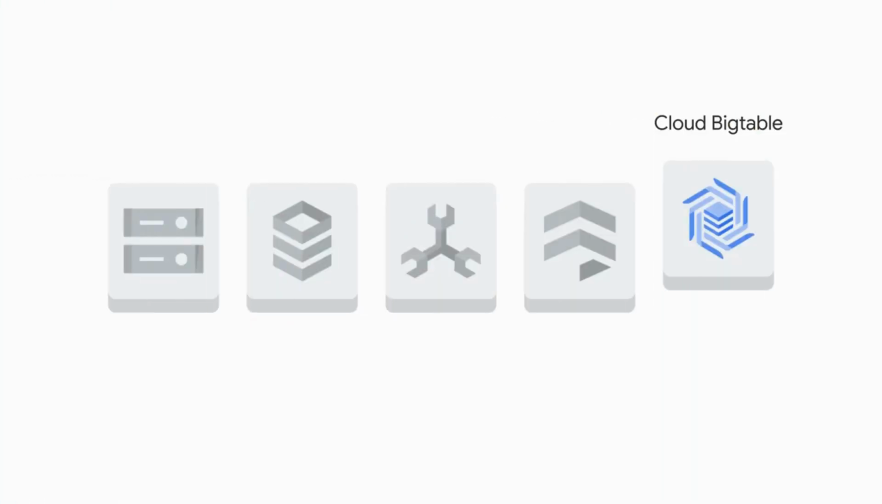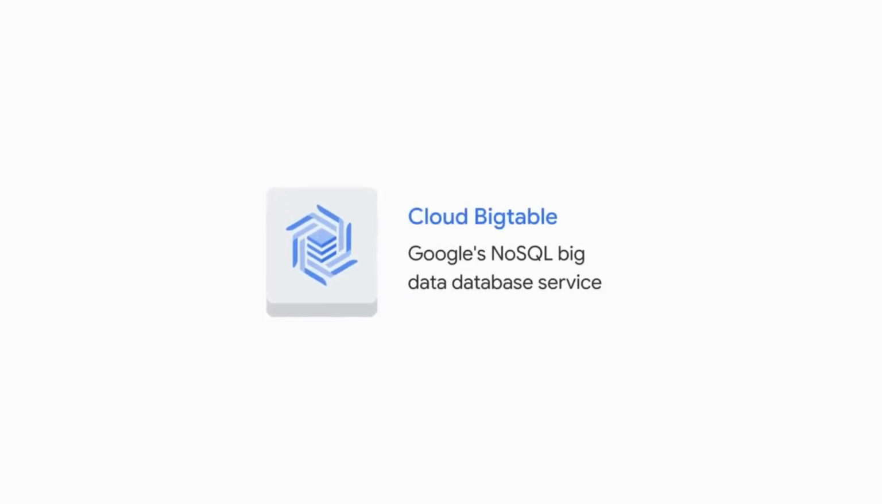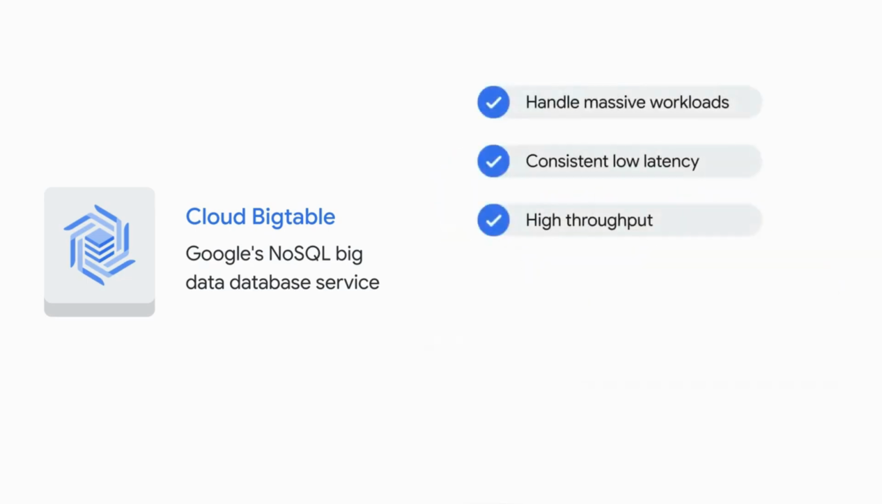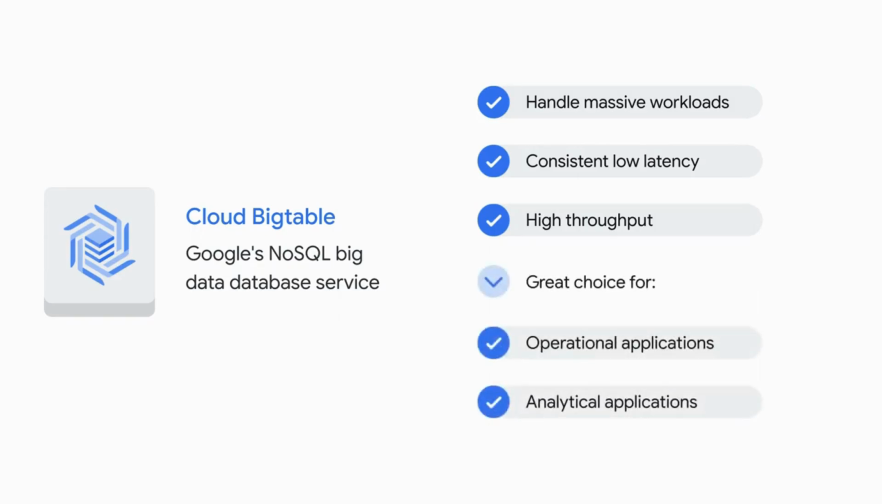The last of Google Cloud's core storage options we're going to explore is Cloud Bigtable. Cloud Bigtable is Google's NoSQL Big Data database service. It's the same database that powers many core Google services, including Search, Analytics, Maps, and Gmail. Bigtable is designed to handle massive workloads at consistent low latency and high throughput, so it's a great choice for both operational and analytical applications, including Internet of Things, user analytics, and financial data analysis.